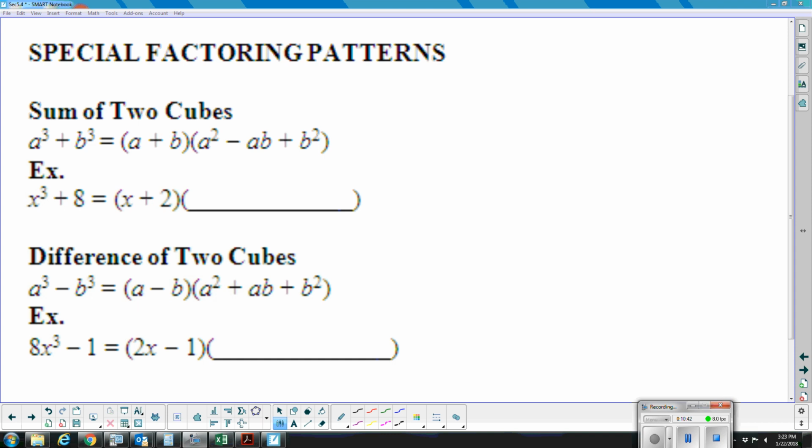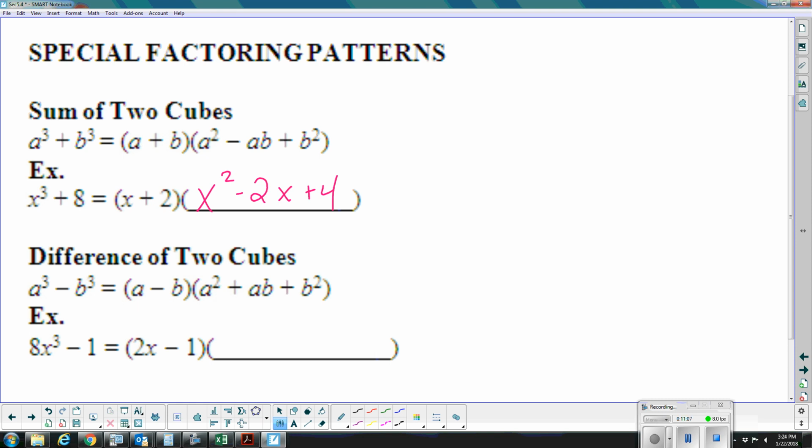So if you're applying this to x cubed plus 8, you get x plus 2 times x squared minus 2x plus 4. Then the difference of two cubes, you've got a cubed minus b cubed, a minus b times a squared plus ab plus b squared.